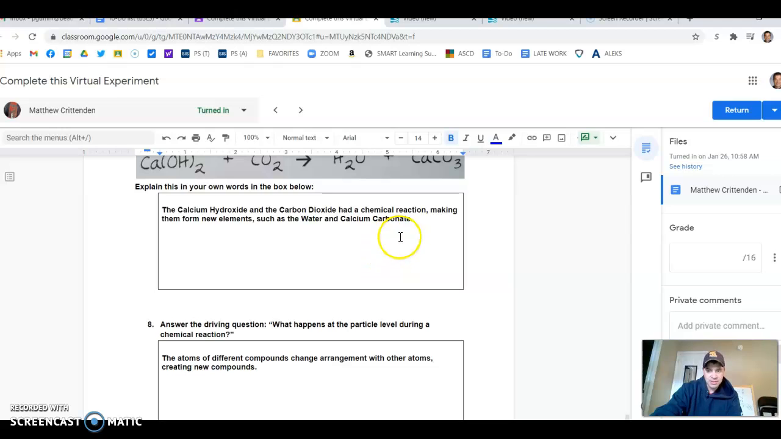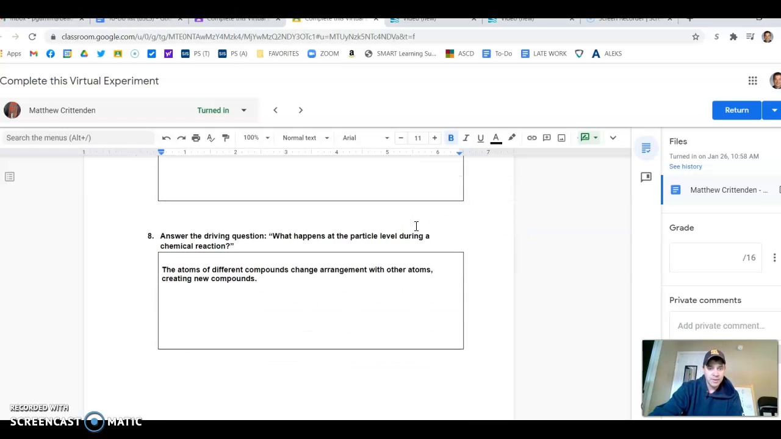And I think Matthew did a nice job explaining this. The calcium hydroxide and the carbon dioxide, which are reactants, the two things that were coming together, they had a chemical reaction, making them form new substances. Didn't change the number of atoms, but the atoms rearranged, right? And they became water, H2O, and they became the calcium carbonate, which is the chalk.